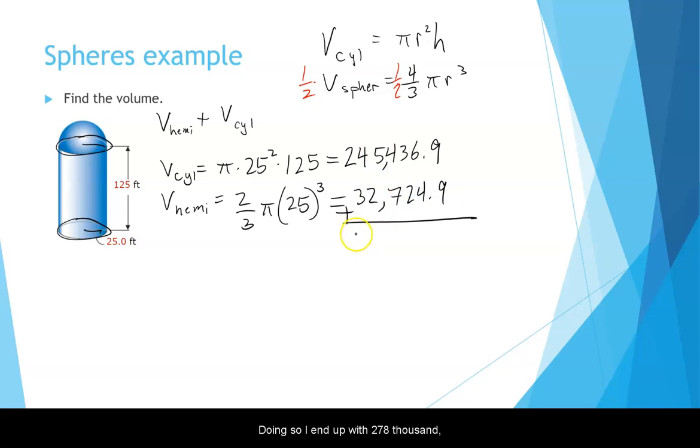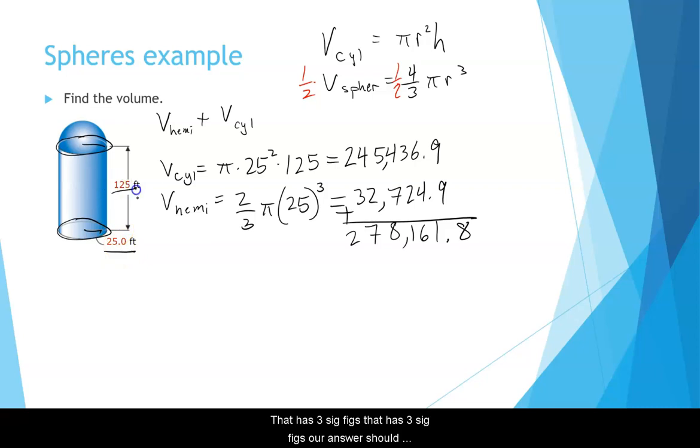Doing so, I end up with 278,161.8, which again, that's too many significant figures. Looking at the numbers we're using, that has 3 sig figs, that has 3 sig figs. Our answer should also have 3 significant figures. So our answer is 278,000. And what's our unit?